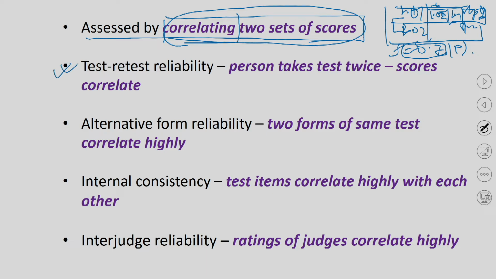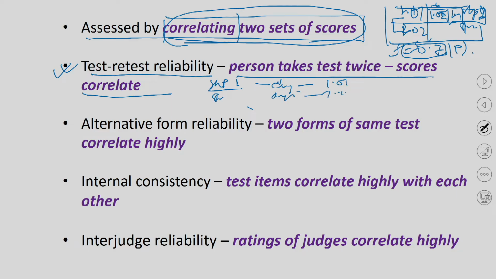Now, there are several types of reliability. One form of reliability is called the test retest reliability, which is where a person takes a test twice and the scores correlate. In test retest reliability, what happens is, assume that I go to shop 1 for measurement. On day 1 I get 1.01, the same shop on day 5 I get 1.001, and then on day 30 I get something, let us say 1.2, 1.02, and so on and so forth.